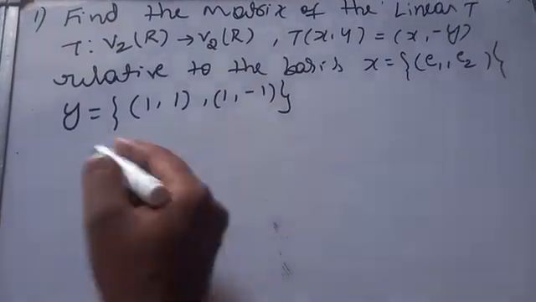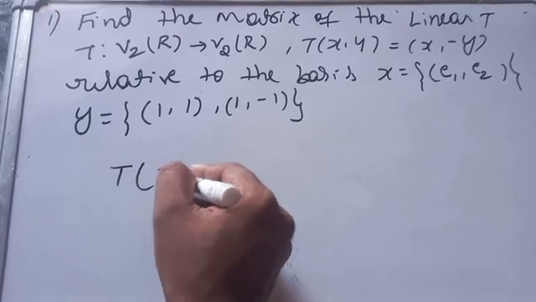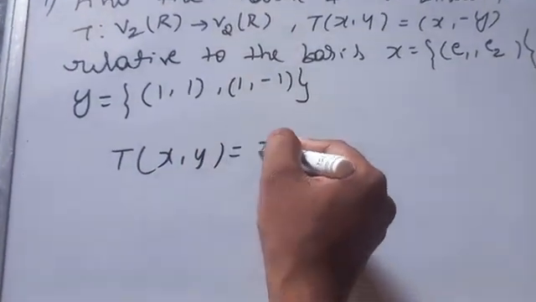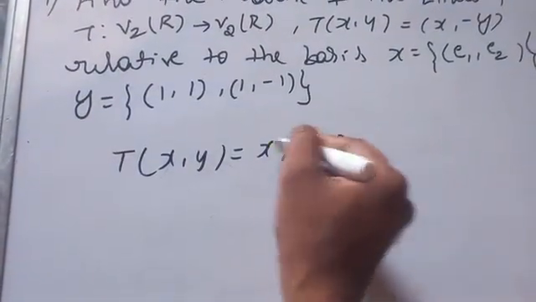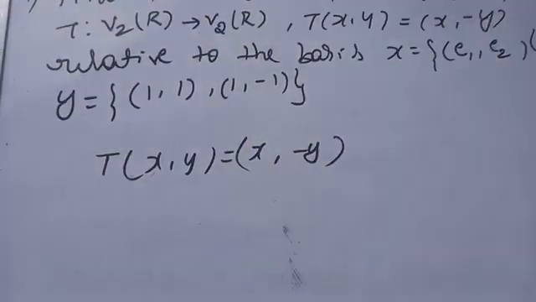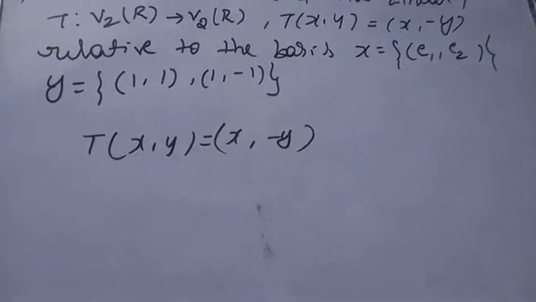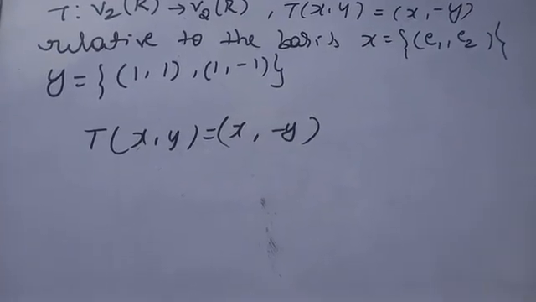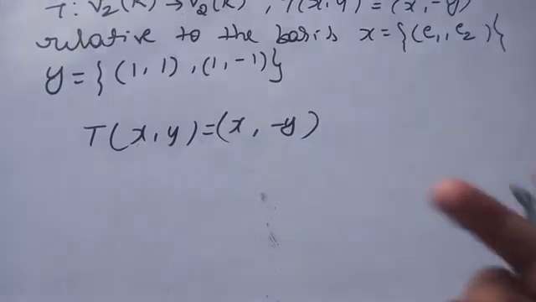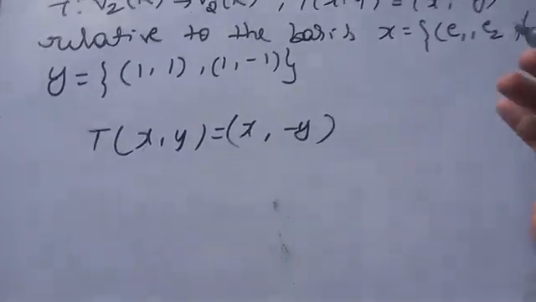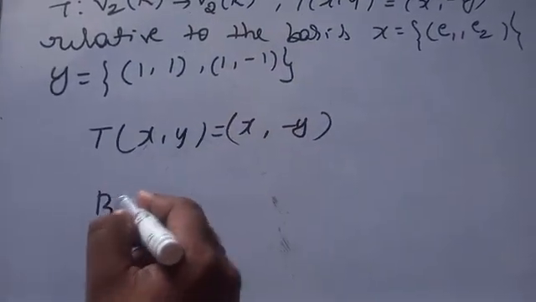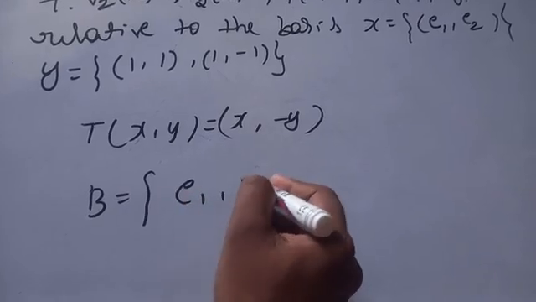So T(x, y) is equal to (x, -y), related to the basis B = {e1, e2}. Basis means the number of non-zero vectors present in the echelon form of a matrix is called a basis. So B = {e1, e2}.